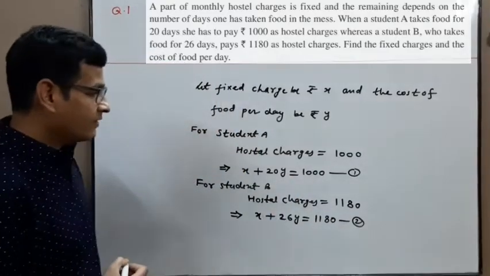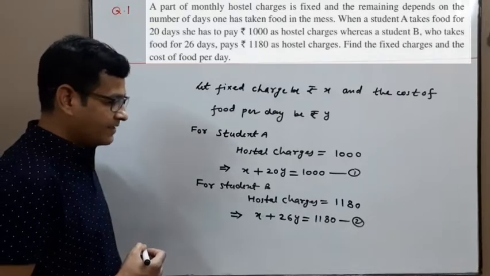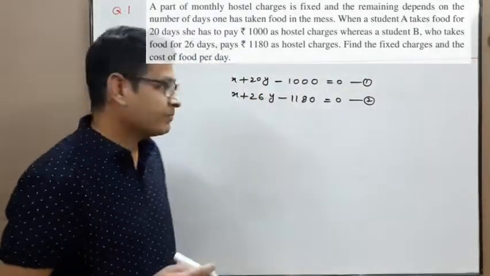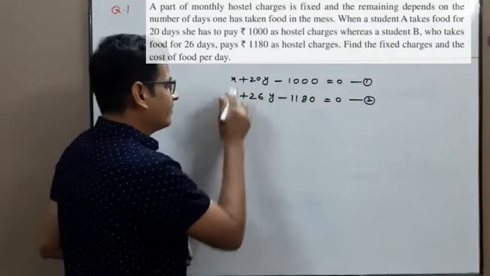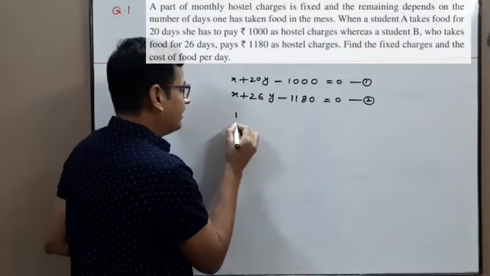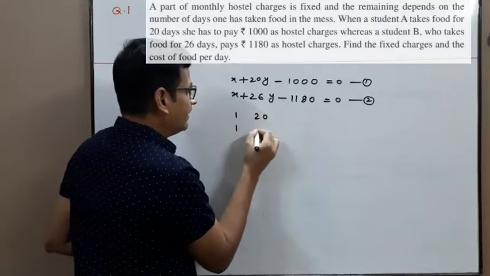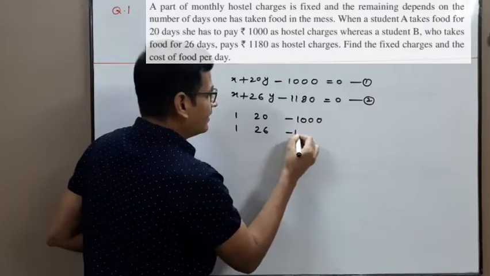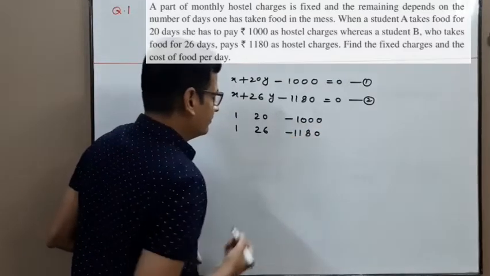Now we solve both the equations with the help of the cross multiplication method. So we solve this question by the cross multiplication method. There are two equations. First write the coefficients: 1, 1, 20, 26, minus 1000, minus 1180.